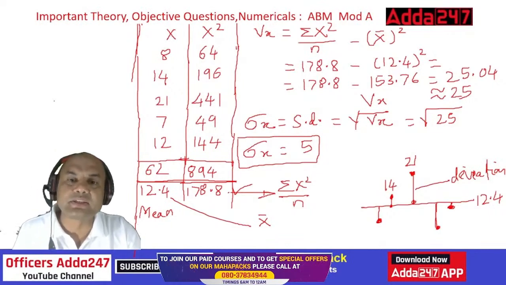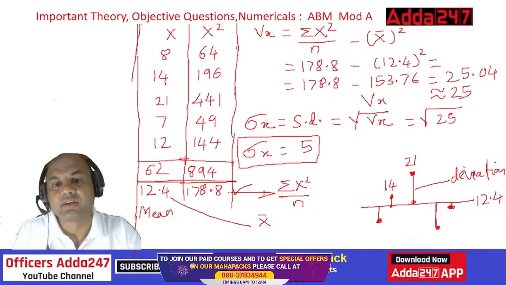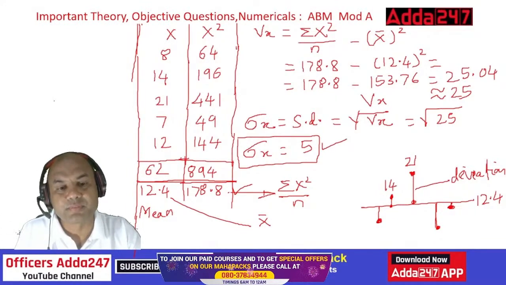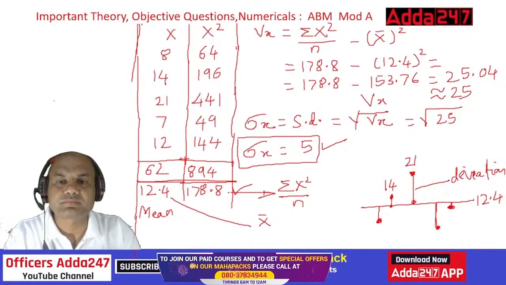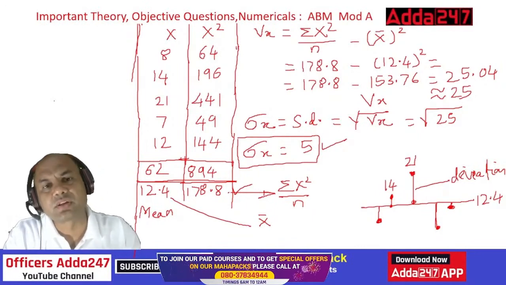So this is the basic numerical. Variance was to be found out; we found the variance, 25. Standard deviation was to be found out; we found the standard deviation, 5. Mean was to be found out; we found the mean. Okay, so now that's done. The numerical is over. This is the way you should solve the numerical.